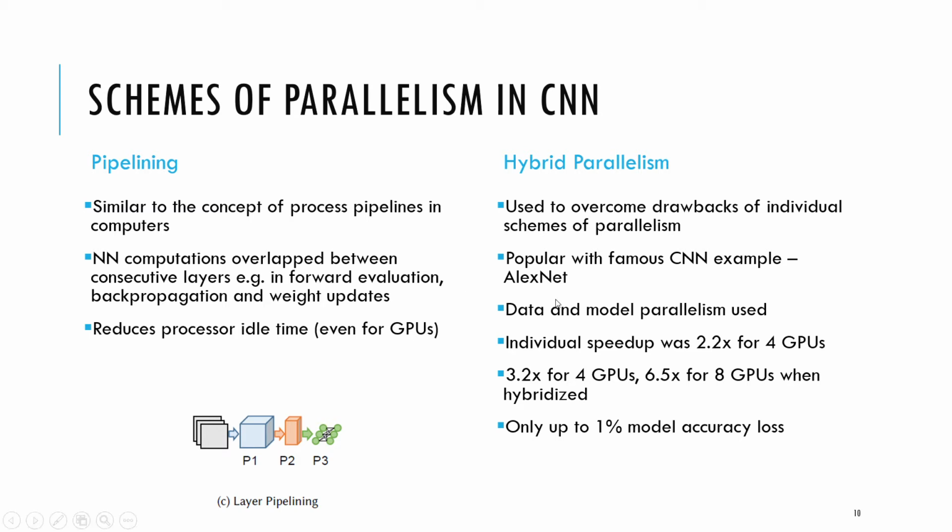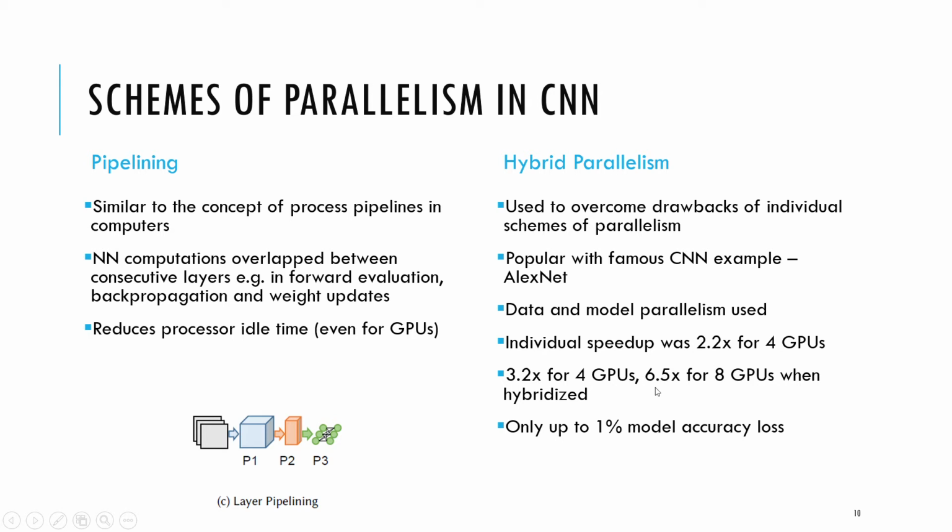And some researchers have already done this before with AlexNet, which I talked about earlier. So they have used data and model parallelism together. And when they used each of these separately, they found the speed up to be 2.2 times, and they had used just 4 GPUs. And with 4 GPUs again, when they combined these two schemes of parallelism, the speed up obtained was 3.2 times. And it doubled when the number of GPUs was increased to 8.